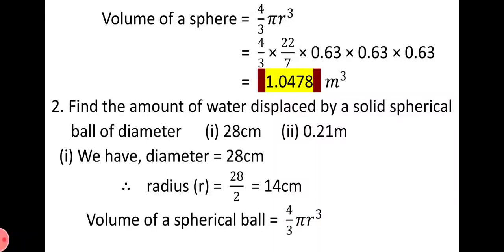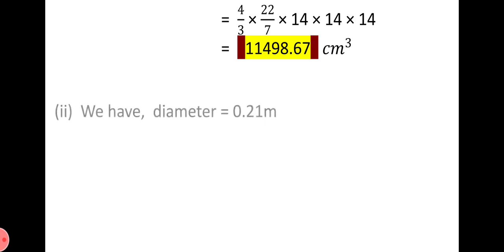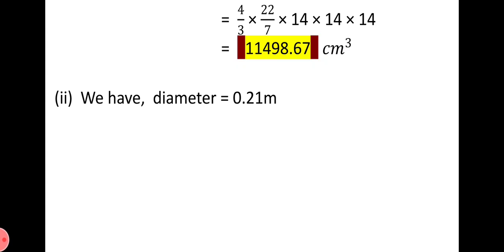Now the amount of water displaced by a solid spherical ball is nothing but the volume of the spherical ball, that is equal to 4 upon 3 pi r cube. Inserting the values, equals 4 upon 3 into 22 upon 7 into 14 into 14 into 14. Again we can cut 7 and 14, and the remaining we will multiply and divide. Then we will get a product as 11,498.67 cubic centimeter.